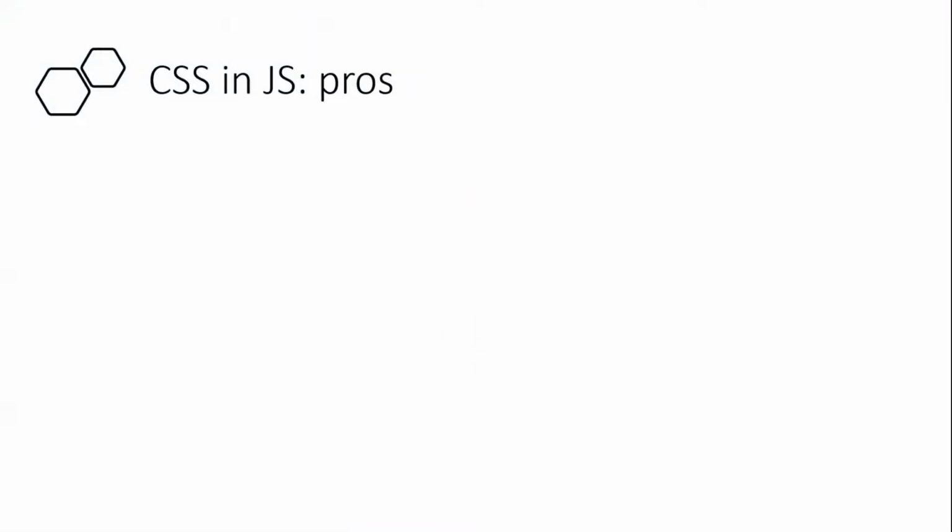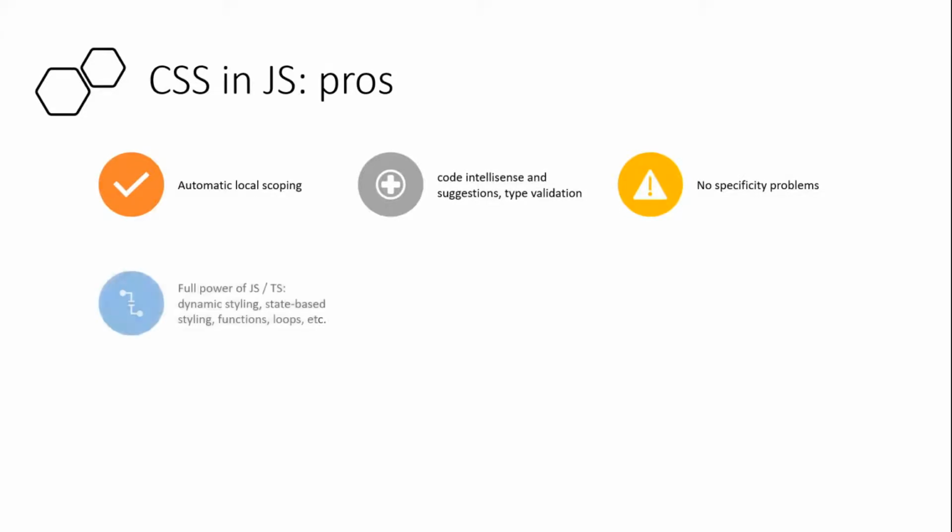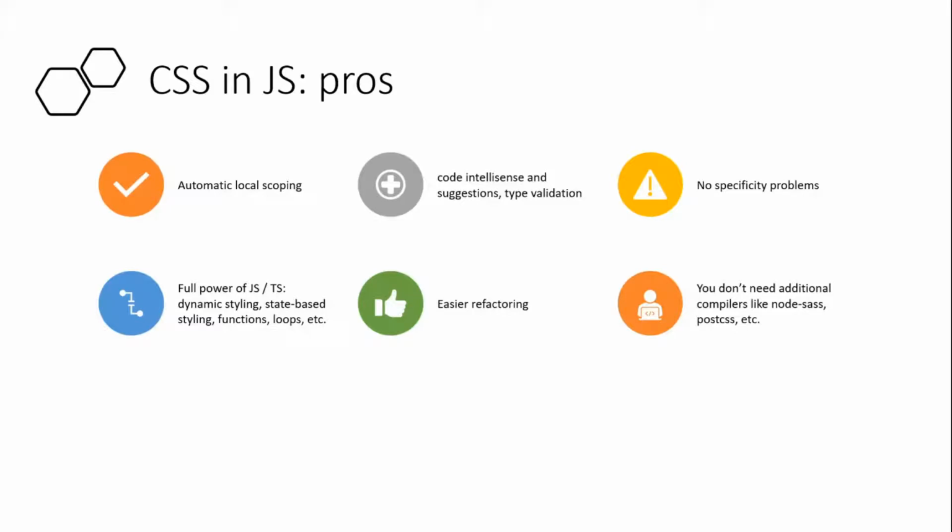Yeah, and when it comes to pros of this new modern approach, with CSS-in-JS you receive automatic local scoping, also code intelligence and suggestions. You do not have these problems with specificity. Additionally, I think it's quite a powerful feature: you can use all language possibilities of JavaScript or TypeScript to use state-based, for example, styling or just some kind of dynamic styling. You can apply refactoring a bit easier. You don't need additional compilers.